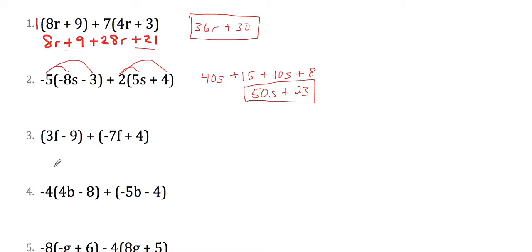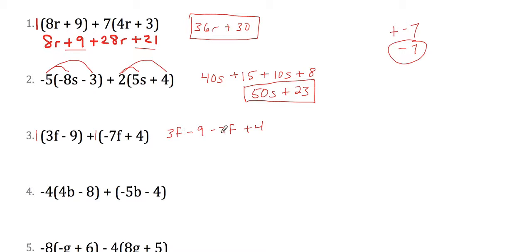All right, the next one. So let's put a 1 there and a 1 there. So 1 times 3f is 3f. 1 times negative 9 is negative 9. 1 times negative 7f is negative 7f. A lot of people put a plus sign and then they write a negative 7. Plus a negative 7 is the same thing as just minus 7, so use this. We'll make it as simple as possible. And then 1 times 4 is positive 4.